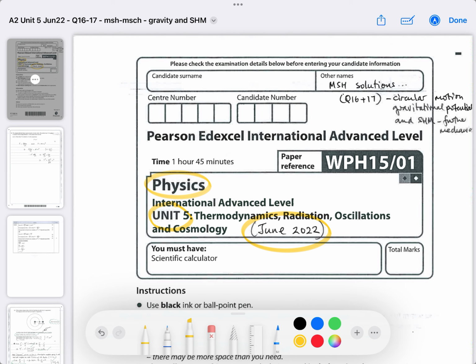But I'm only doing 2 questions, at a special request for one of my students who found these 2 questions more challenging. It covers circular motion, gravitational potential, and simple harmonic motion, which is from further mechanics, with some further mechanics in it.